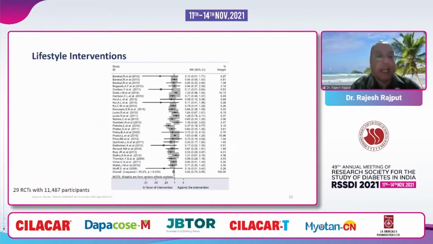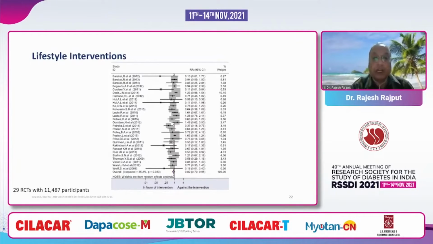Now, if we see the meta-analysis, which includes 29 randomized controlled trials involving more than 11,400 patients, as you see in this forest plot graph, it clearly shows that lifestyle interventions are beneficial with a relative risk of 0.82, which means they reduce the incidence of GDM by around 18%. So definitely in women who are at high risk for GDM, if lifestyle intervention is given, it is going to prevent development of GDM during pregnancy.